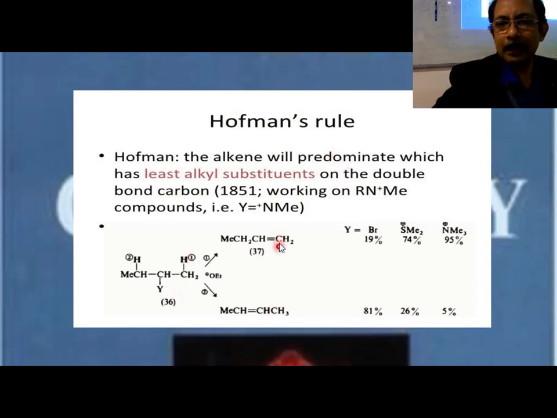Now another thing: here is a Y. Just see, this is the leaving group. This Y is the leaving group. Now this is supposed to be going out. There are options, option 1, option 2. A double bond can be formed on this side, or a double bond can be formed on this side. Now if you increase the bulk of this Y, gradually making Y bigger, in one case bromine, then SMe2+, NMe3+, you are making it bigger.